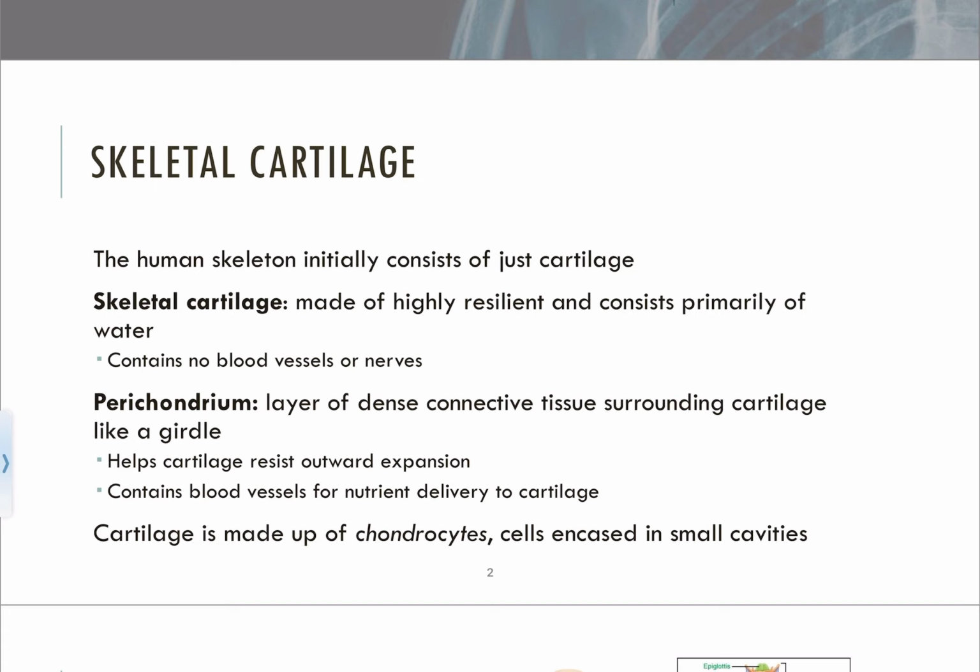So how does it get all of its nutrients and everything else that it needs to grow? And that's from the outer membrane that's called the perichondrium. So this is just a layer of dense connective tissue surrounding the cartilage, and it's going to help with resisting outward expansion. So again, if we compress it, we don't expand it too far. And also it's going to have the blood vessels so that we can deliver nutrients to the cartilage so that we can grow. And just as a reminder, cartilage is made up of cells that we call chondrocytes. And these chondrocytes reside in small cavities that we refer to as lacunae.